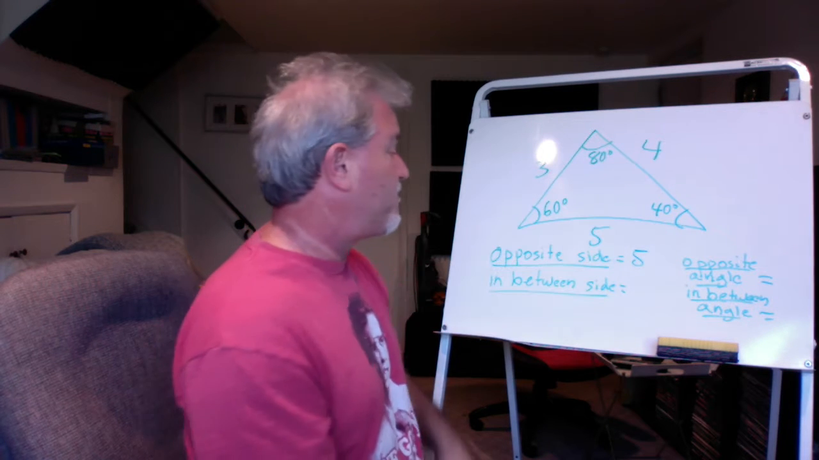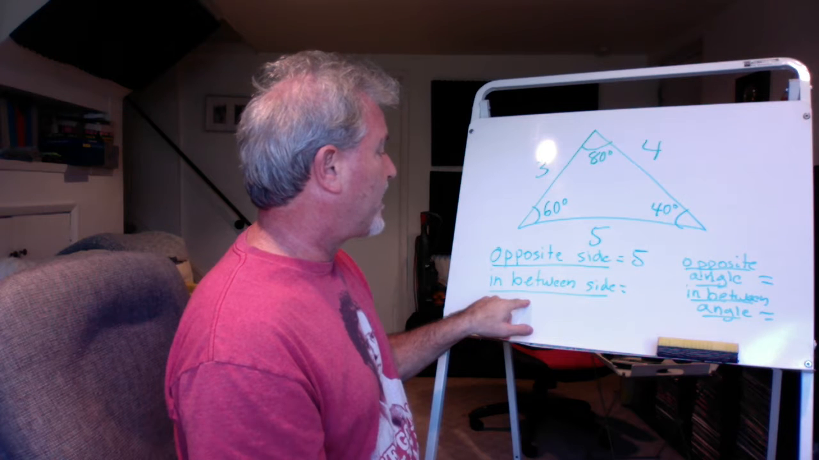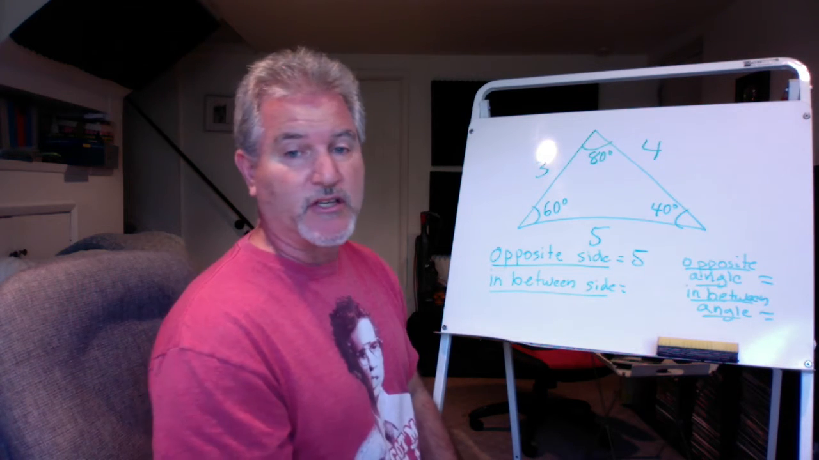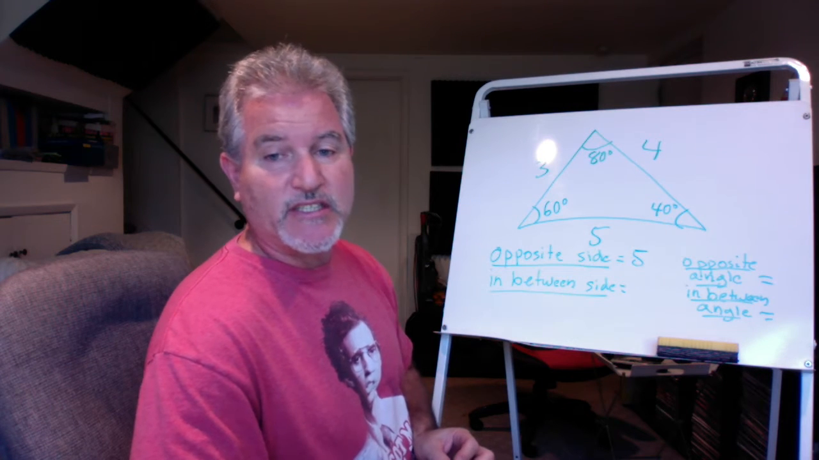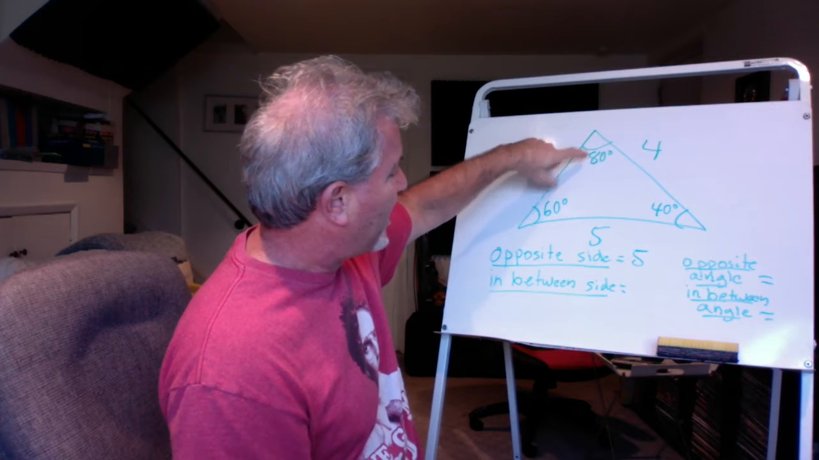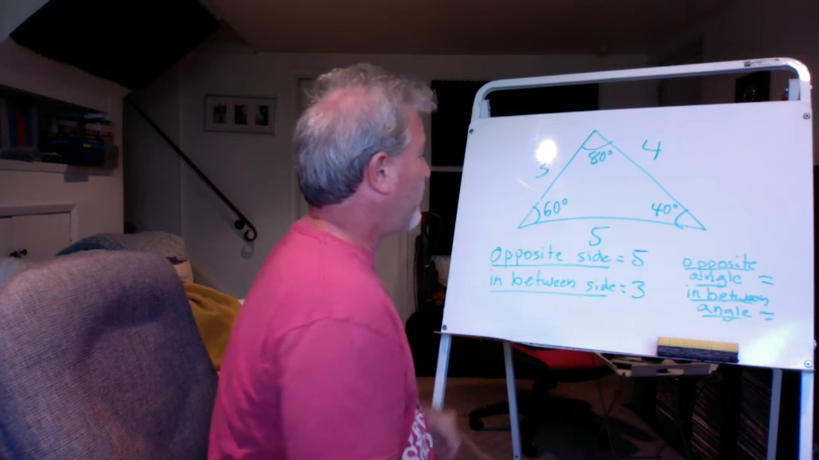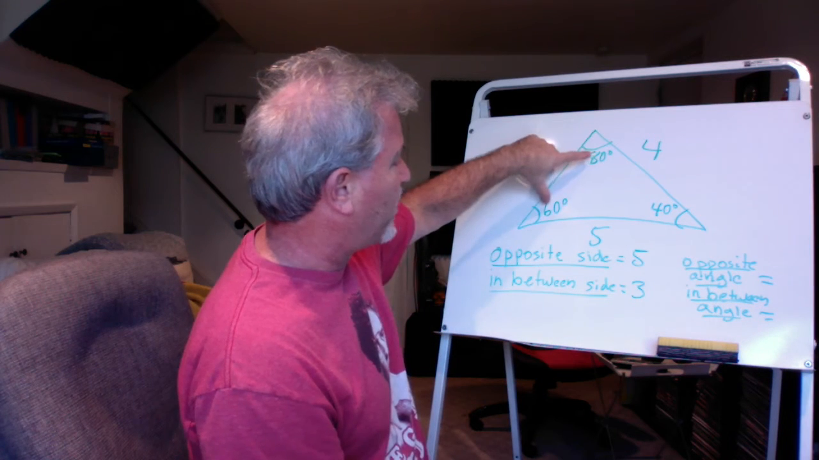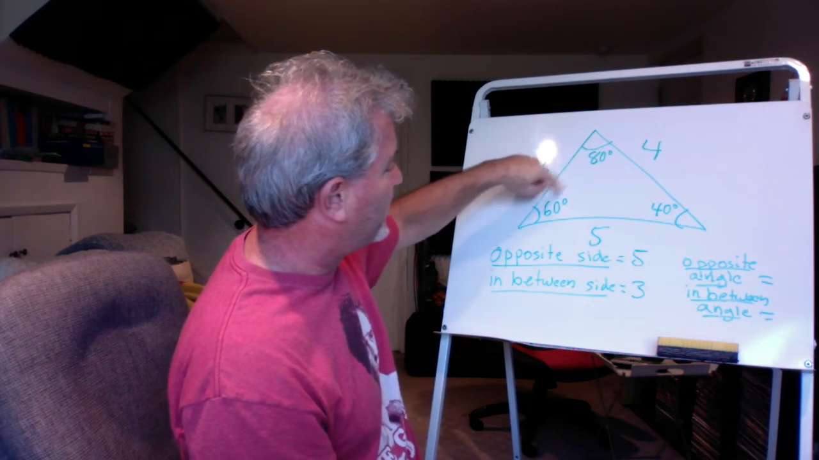Okay, pretty straight ahead. The other one is identifying the side lengths in between two angles. So if I say, what is the side length in between 80 degrees and 60 degrees, you would locate 80 degrees and 60 degrees, and in between those two angles is 3, right? So all you've got to do is pick the two angles and look at the one that connects them. This side length here is the one in between.